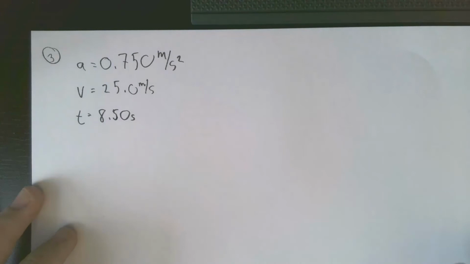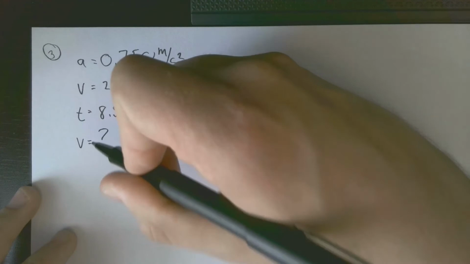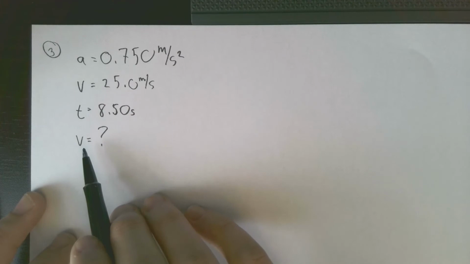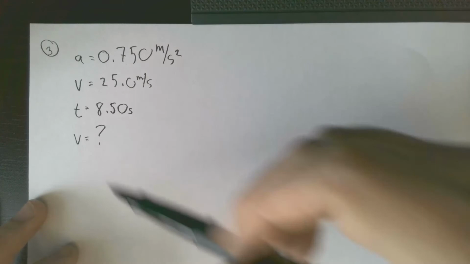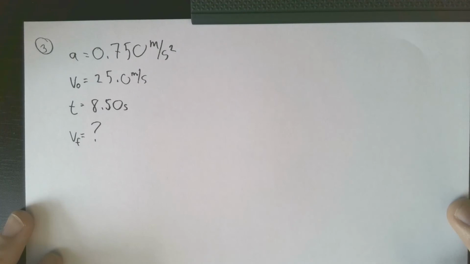So what do we think? They also gave us find the velocity. I'm going to go back. Find the velocity after 8.5 seconds. So they're asking us to find one of the velocities. Are we trying to find the initial or the final? Based on this verbiage, find the velocity after 8.5 seconds. Very good, y'all. Yeah, we're trying to find VF. By the process of elimination, that must mean that this is VO. So it's good to read the whole problem before you decide VO or VF.